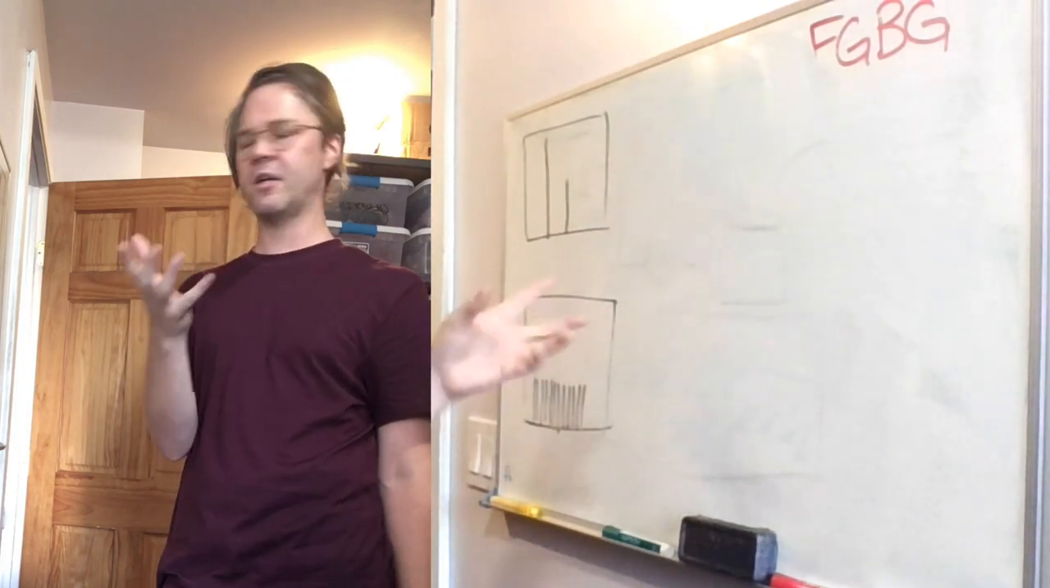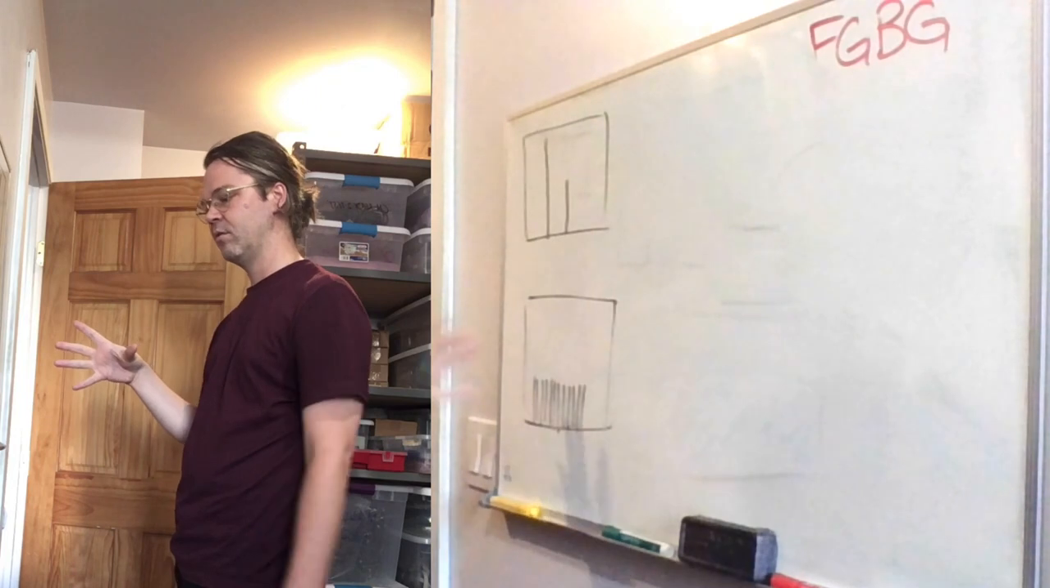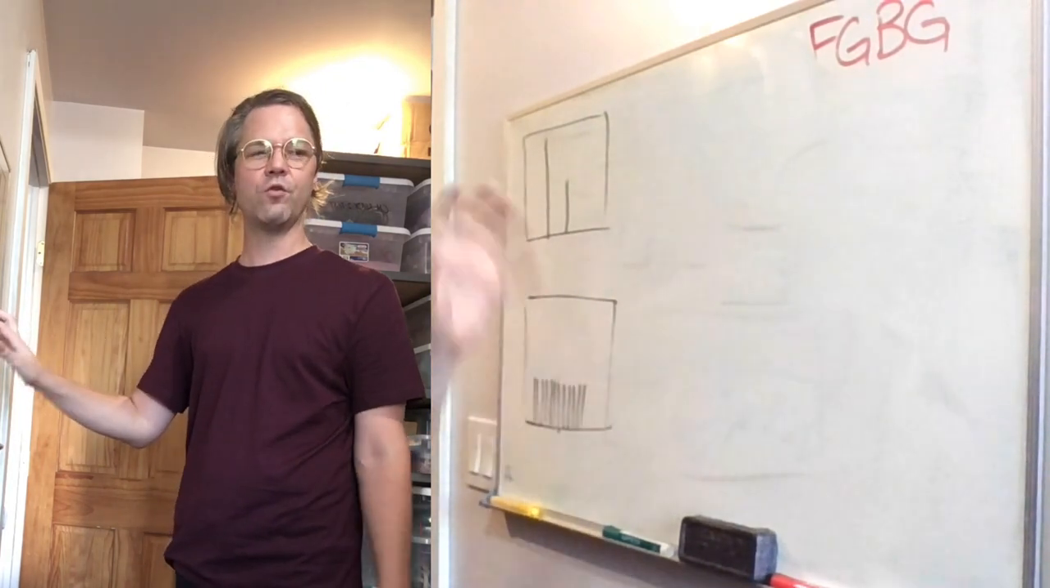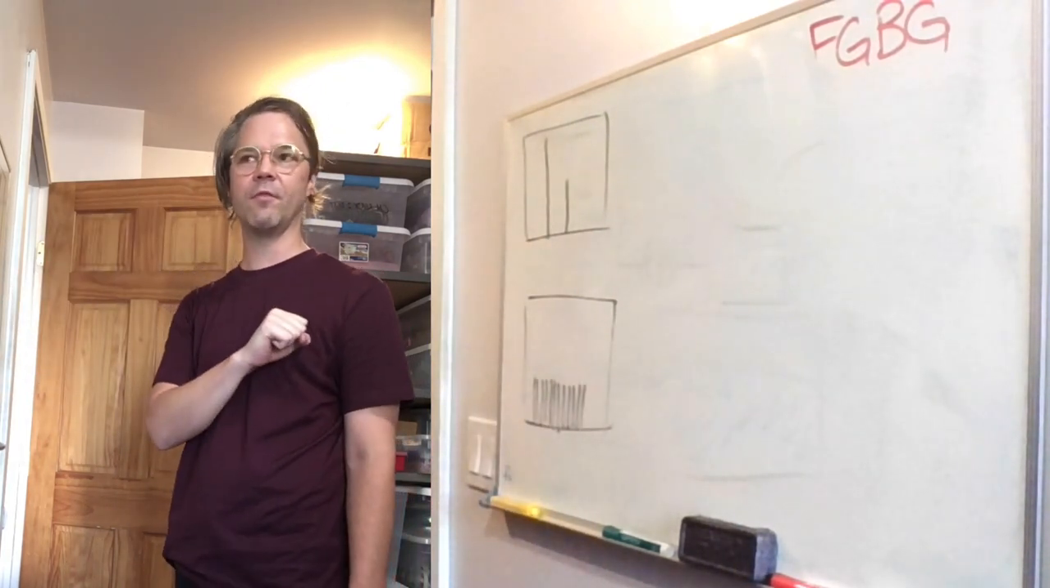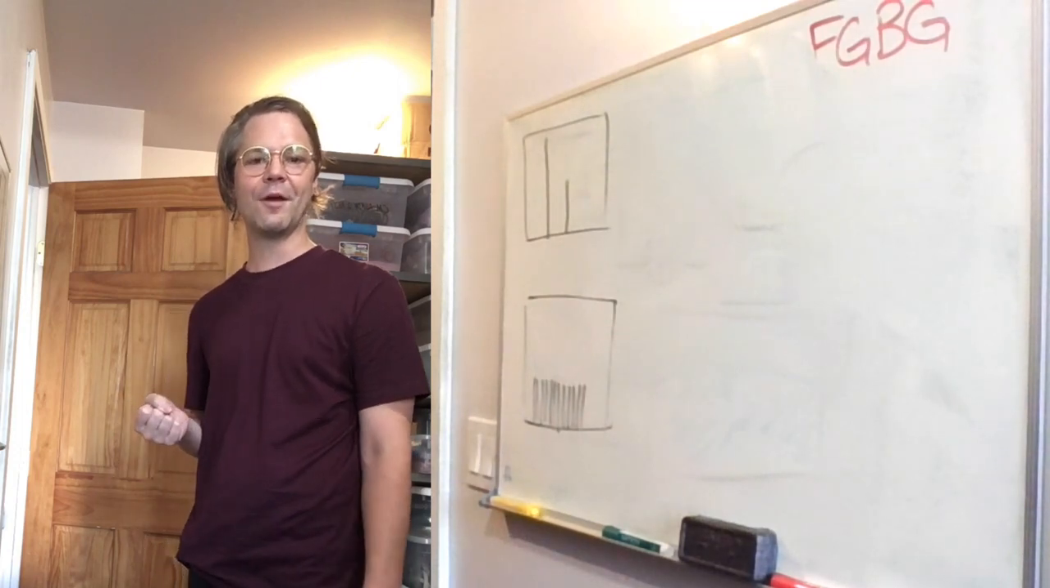I think the thing where it gets confusing, or like, what does it actually mean, is the spectrum thing. So what does it mean to foreground a spectrum? To foreground a part of the spectra?